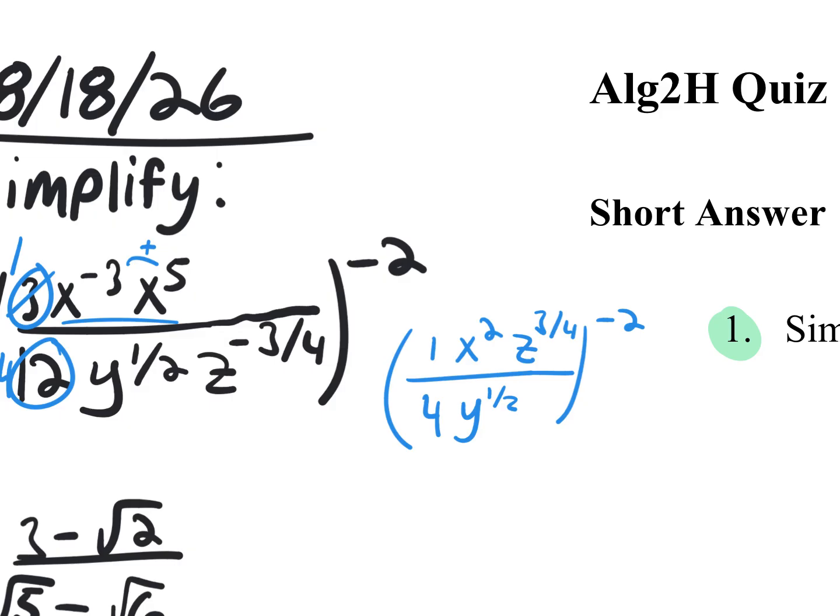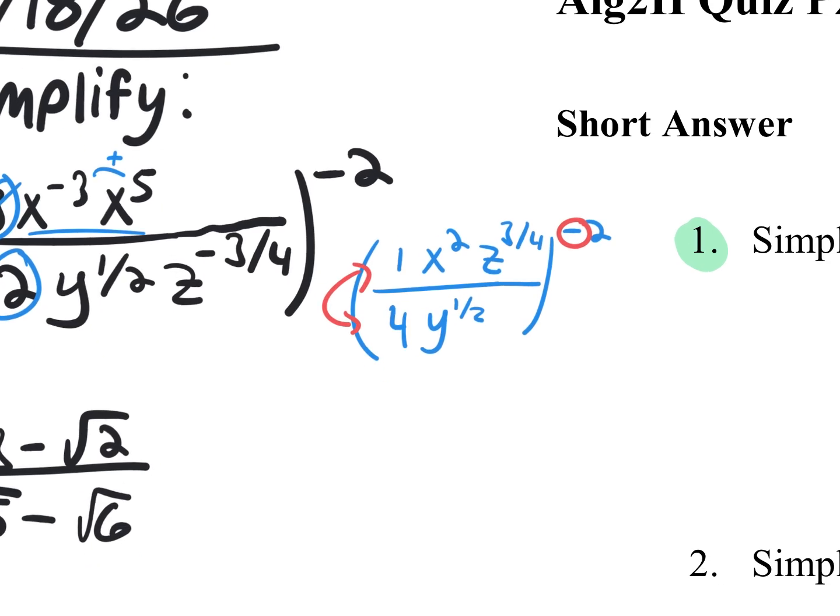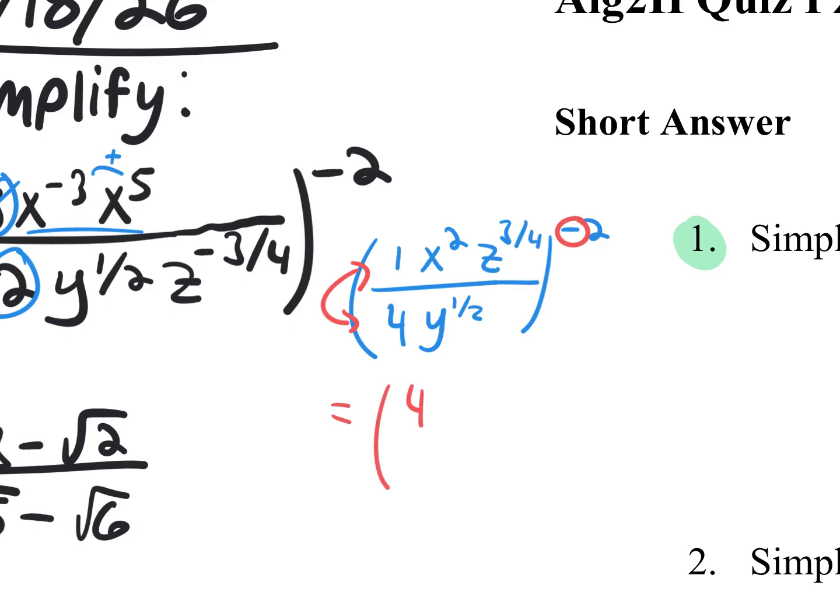All right, we still have that negative exponent on the outside. What can we do to change that? What do you think? Put 1 over on that. Okay, 1 over would work, but then you'd have to know to flip it. If it's already a fraction, you don't want to make it more complicated than it needs to be. So what you can do is just flip the entire thing. And this is going to get you 4y to the 1/2 over 1x squared z to the 3/4. That's what changes this negative 2 to a positive 2.